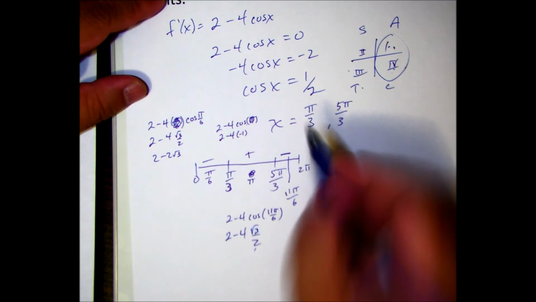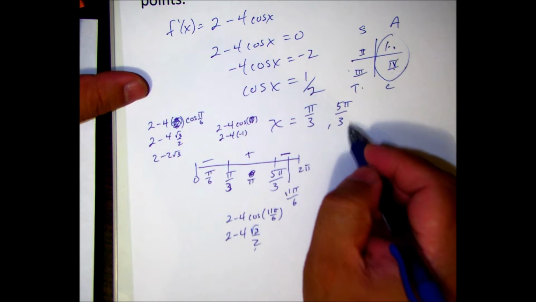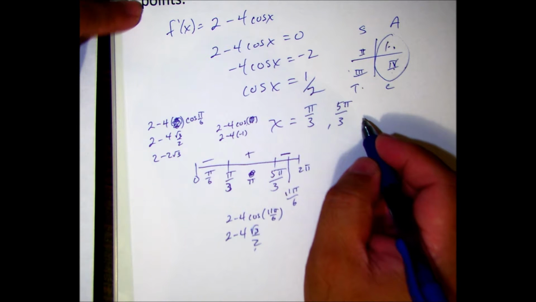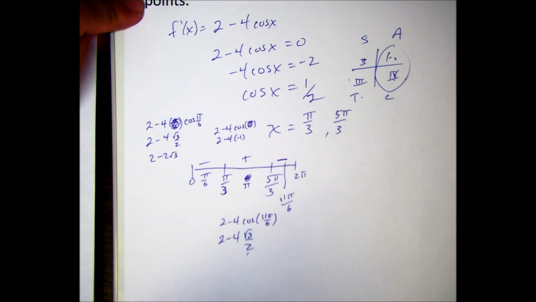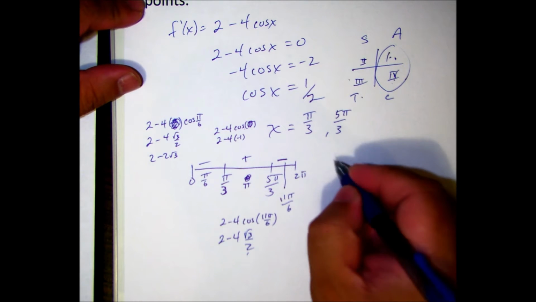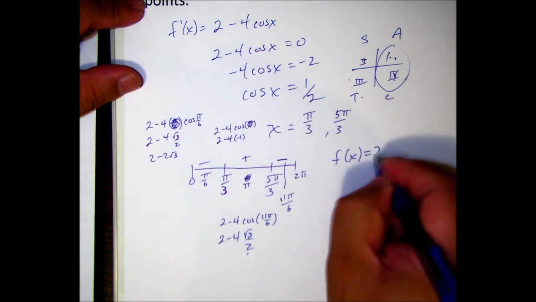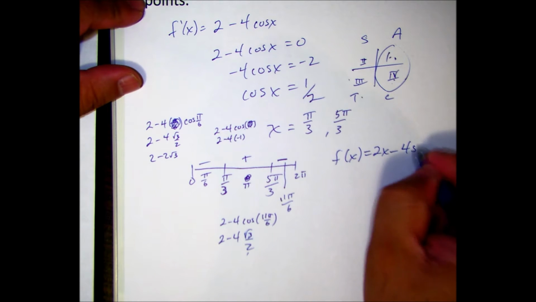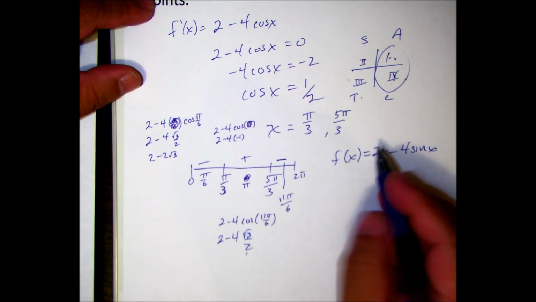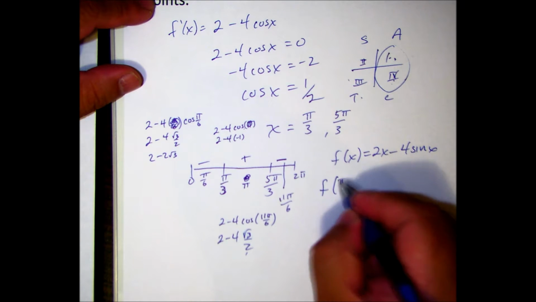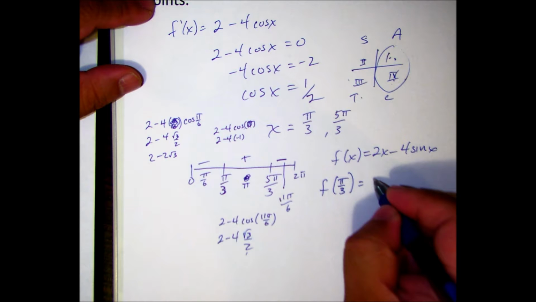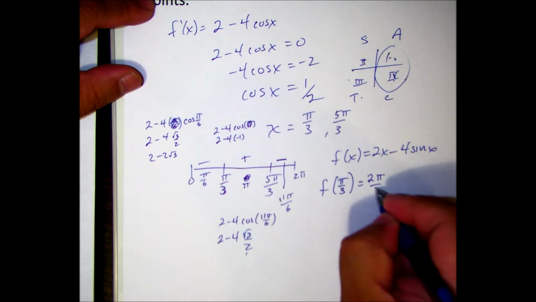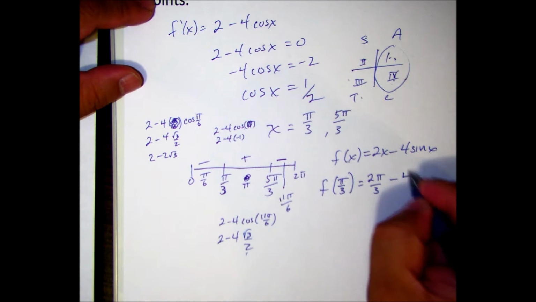Alright, so the critical values are x equals pi over 3 and 5 pi over 3, and that's for the actual point. So that means we need the y value. To get the y value, don't forget, you need to go back to the original function rather. So we're going to plug in pi over 3 into that. So what is f of pi over 3? And hopefully it won't take me too long. I don't feel like editing videos today.